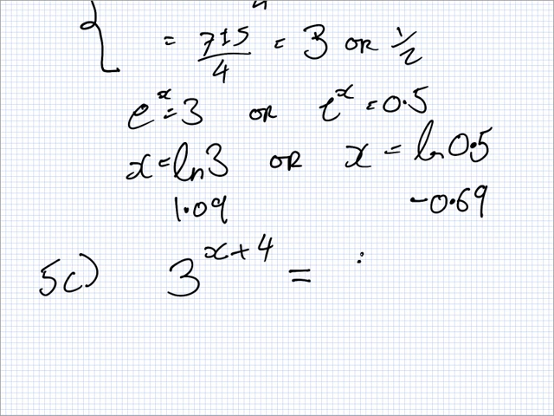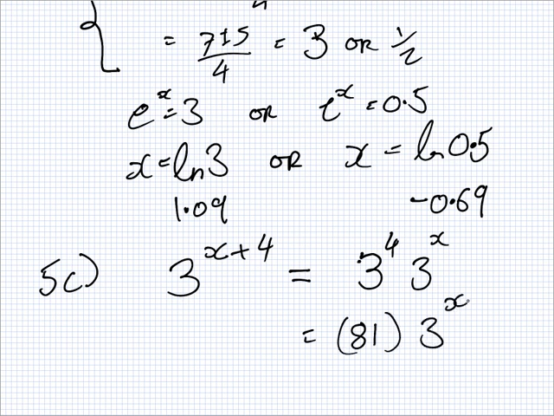That's 3 and 3x and then 4. Yeah, okay. I'll just write it the other way: 3 to the 4, and 3x. So that's 81, 3x. Okay, now it's time for log.